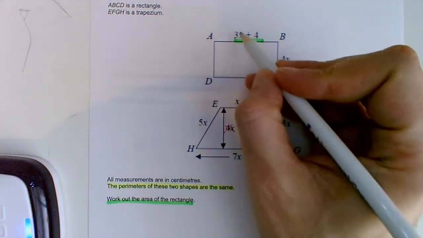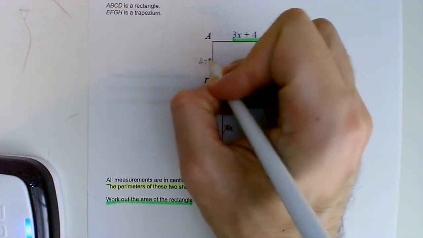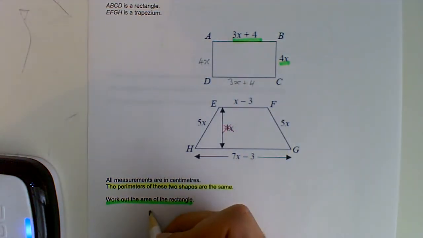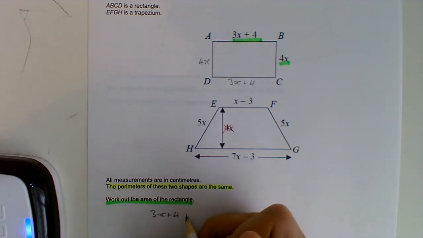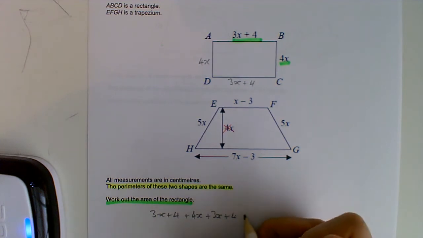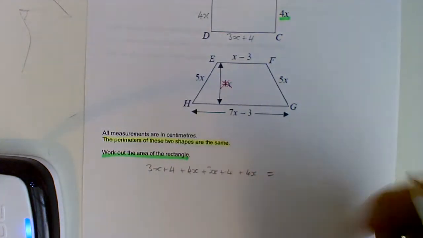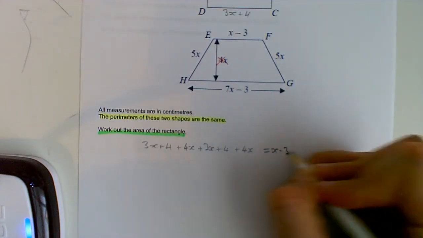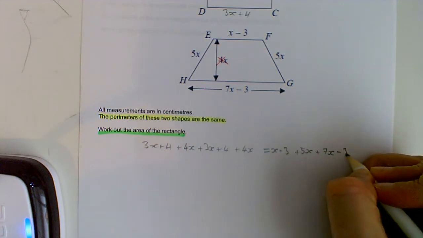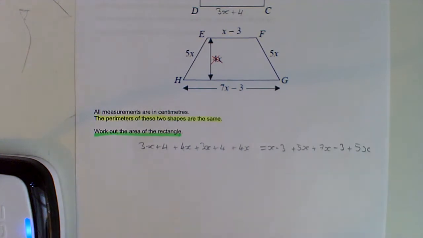So what you should have been doing, firstly, I would mark these two sides on. That's 3x plus 4, and that's 4x. Okay? So the perimeter of this is going to be 3x plus 4 plus 4x plus 3x plus 4 plus 4x, and that will equal the perimeter of this, which is x minus 3 plus 5x plus 7x minus 3 plus 5x. Okay, there's my big equation.